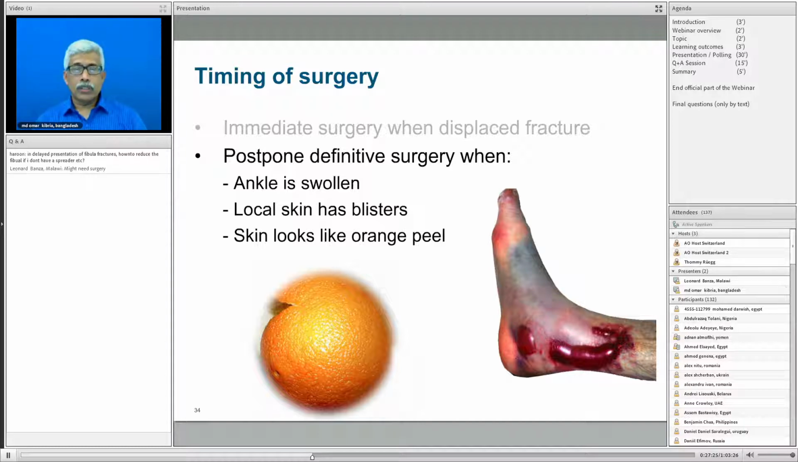Look at this foot. This patient has an ankle injury, but the skin condition, can you take him for surgery? I don't think so. There are blisters, the skin is bruised. You must give him some time to heal. It looks like an orange peel. You can put an X-fix or plaster of Paris, whichever is available. But in such a situation, we prefer you put an X-fix so that you can take care of blisters at the same time.